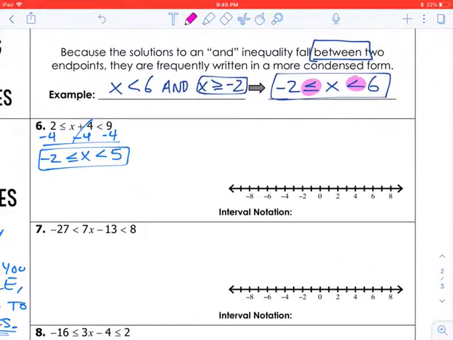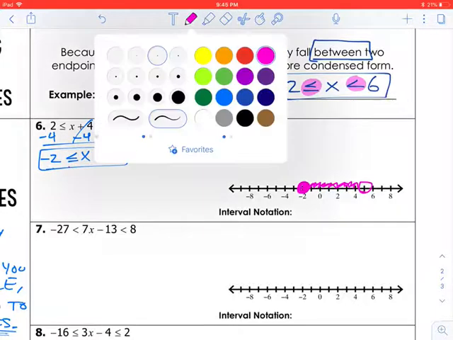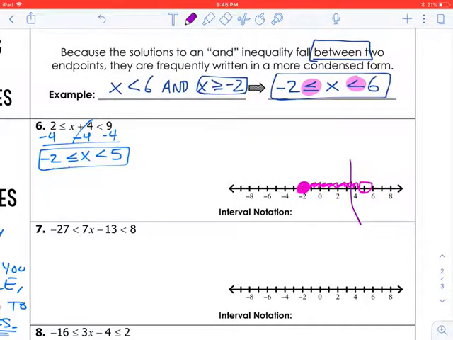So go to my graph, I've got -2 and 5. Now double check. Since it's underlined there, -2 is going to be a closed circle. No underline there, so 5 is going to stay open. And then I just shade between them. Okay. So same thing on the next two.